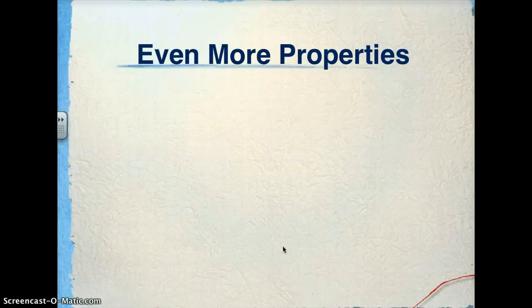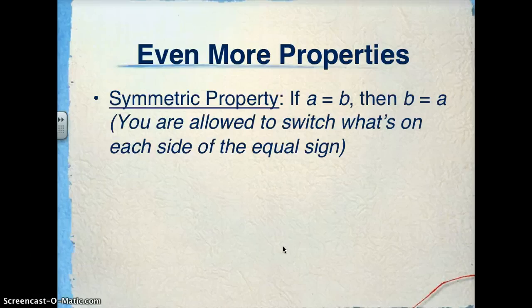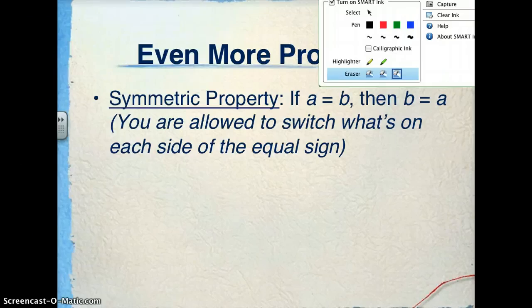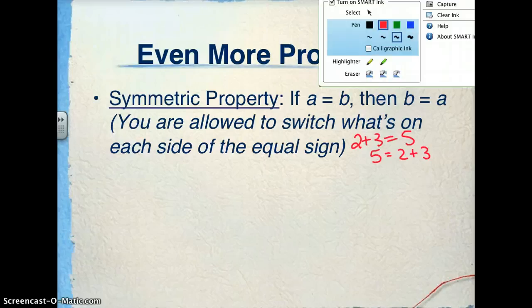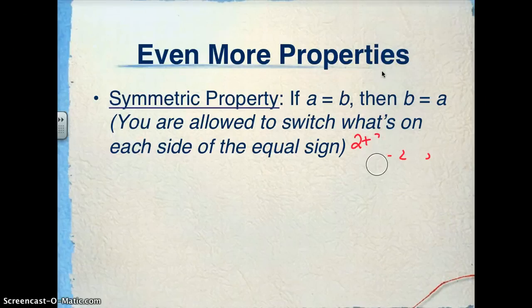Yes, I know, there's even more properties. The symmetric property just says if a equals b, then b equals a. You're allowed to switch what's on each side of the equal sign. A lot of times you might see this as a problem, like you might say if 2 plus 3 equals 5, which we know is true, then we're allowed to switch the sides. We could still say 5 equals 2 plus 3. So you're allowed to just flip the two sides of the equal sign. Switch what's on the left to the right and what's on the right to the left, and you're still going to get a problem that is the same. Okay, so those will equal each other. Let's erase that for a second.